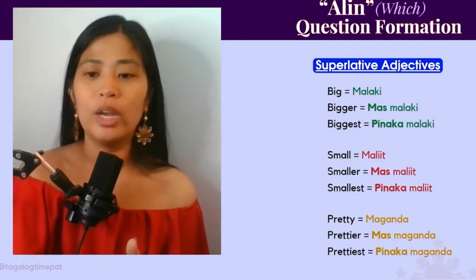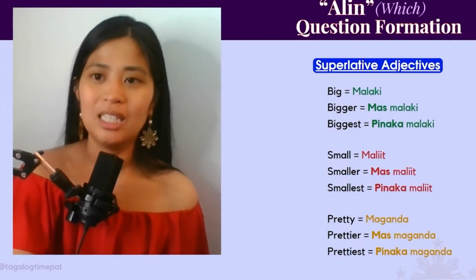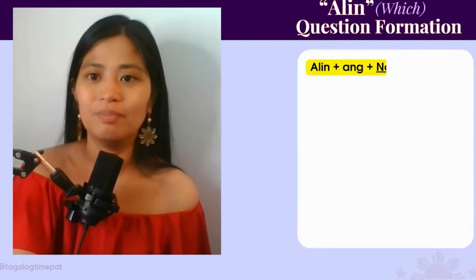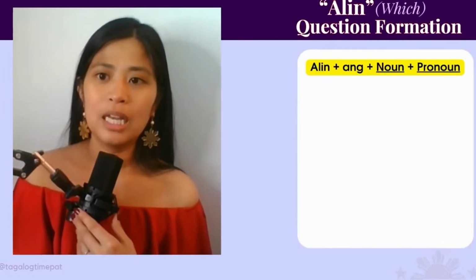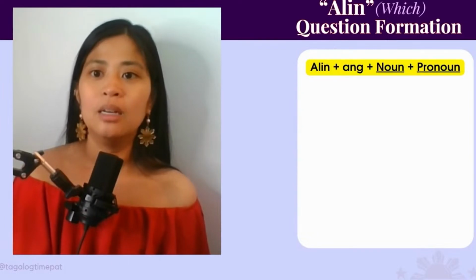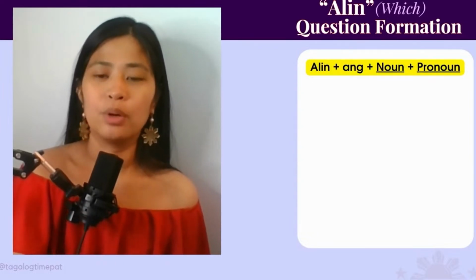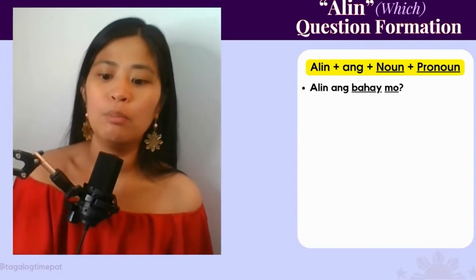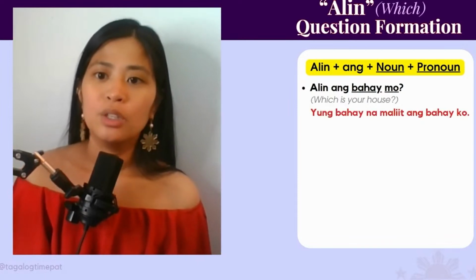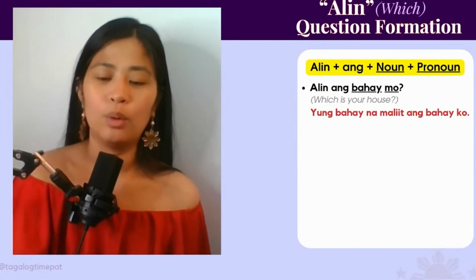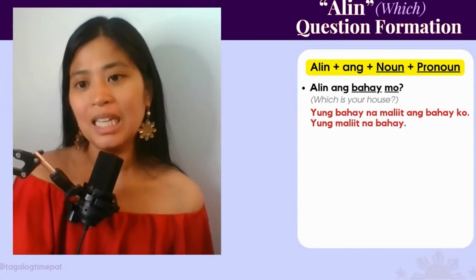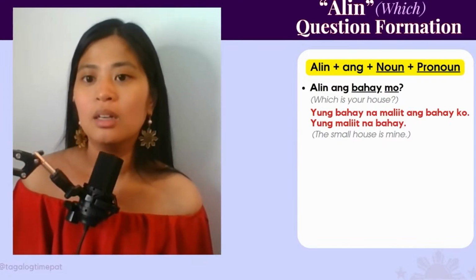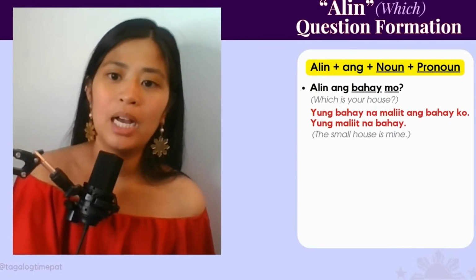So those are the different ways you can describe something, especially in this alin question form, like which is bigger, which is the biggest. Now you can also use alin with a pronoun. So it's alin plus ang plus noun plus pronoun. Alin ang bahay mo? Which is your house? Your response? Yung bahay na maliit ang bahay ko. Or yung maliit na bahay. Both of those mean the small house is mine.